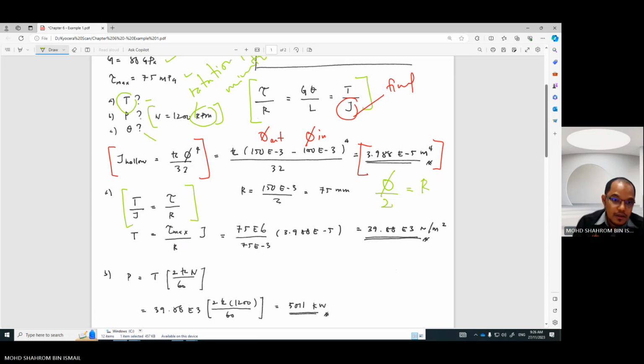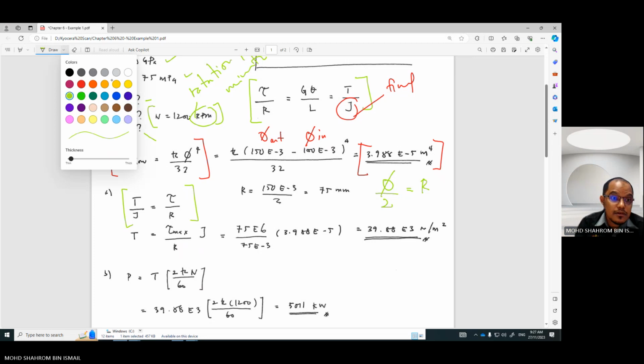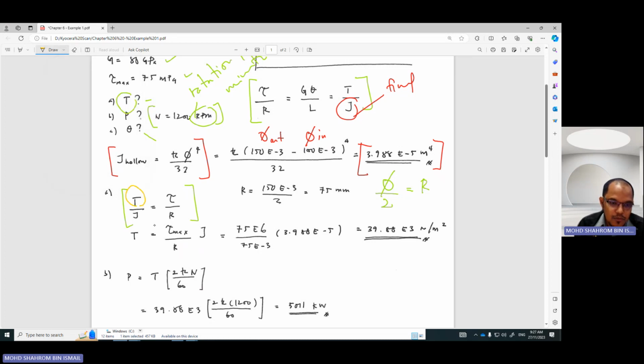Okay. And then, in order to solve the problem now, give me that. Okay. So, this is the formula. You have to rearrange. Of course, in order to get T, you have to switch this J to the other side. So, this is the whole formulation arrangement. So, T is equivalent to tau max multiplied by J over R. Or it can be this way. Alright. So, insert all the equations. Insert all the magnitudes.